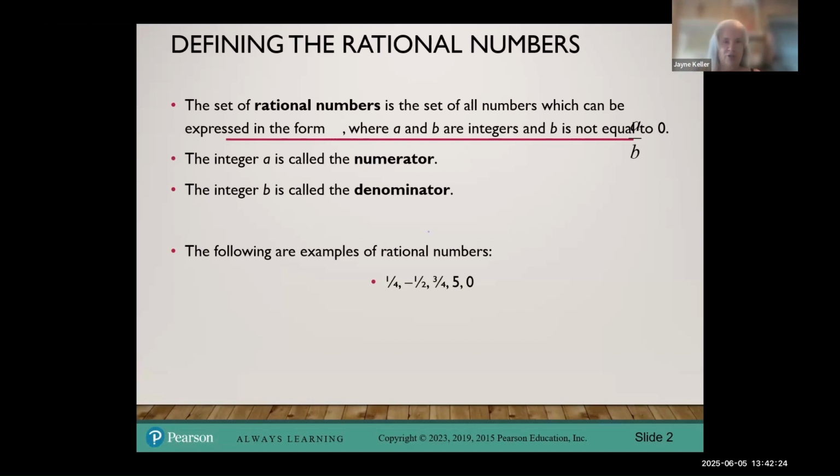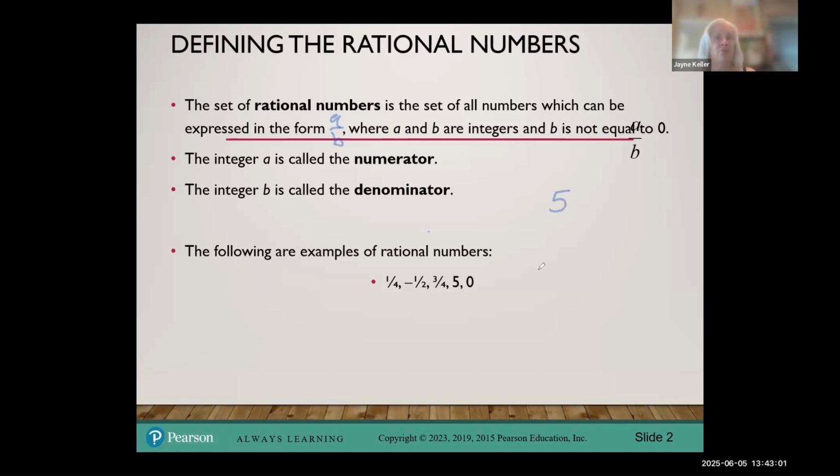So we define rational numbers to be any number that can be written as A over B. And A is an integer and B is an integer. So any number, and remember the integers are things like 0, 1, 2, 3, and then their opposites, -1, -2, -3. So sometimes people think, if you think about a number like 5, is that a rational number?